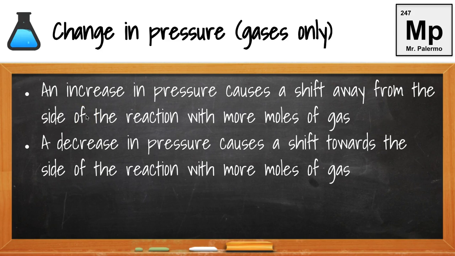And lastly, we're going to look at changes in pressure. Now, this only affects gases. So an increase in pressure causes a shift away from the side that has more moles of gas. And a decrease in pressure is going to shift back towards that side that has more moles of gas.